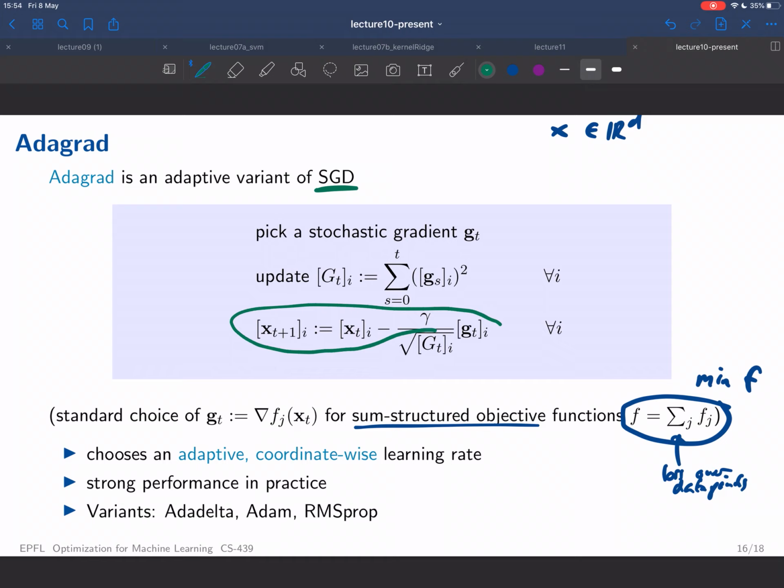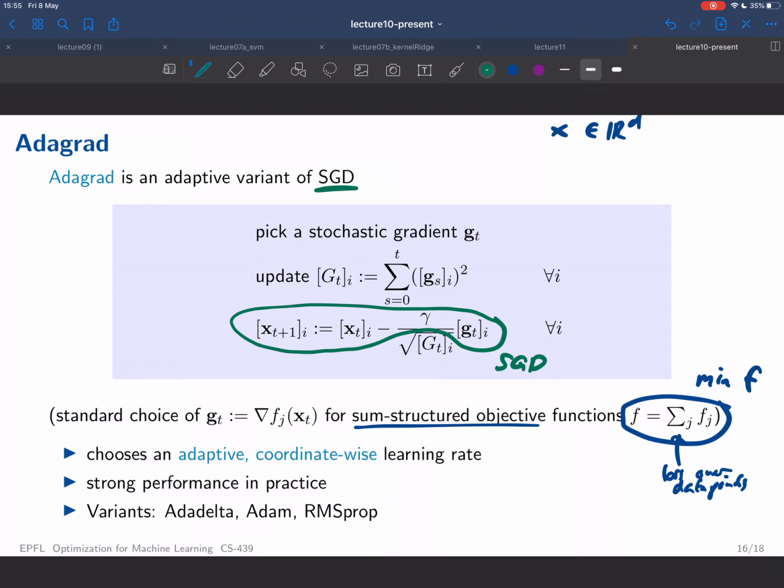Okay, but this slide is not on SGD. I can still maybe show this here. This would be SGD. This slide is on a variant of SGD which is called Adagrad. When was it, like a few years ago? It was proposed as a very performant variant of SGD.